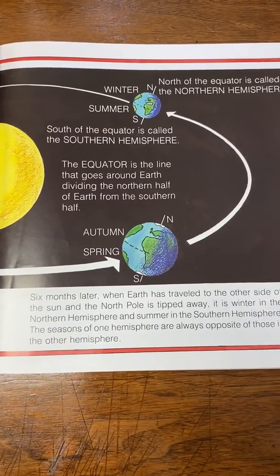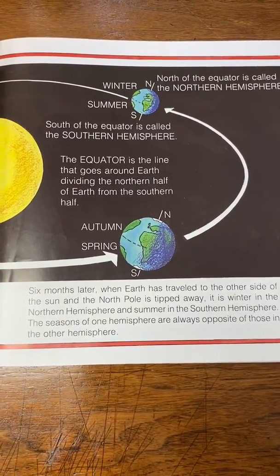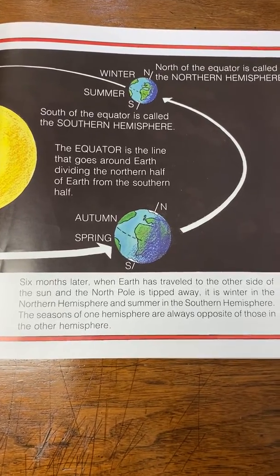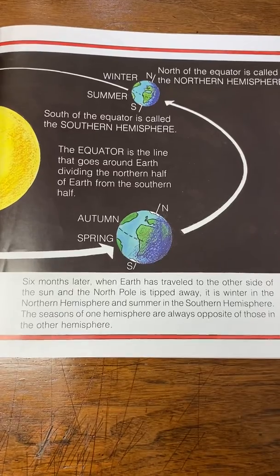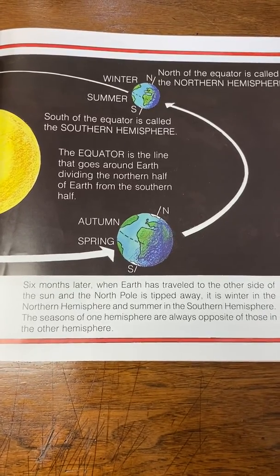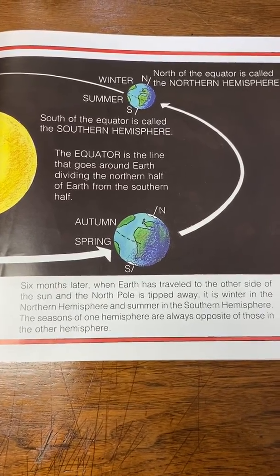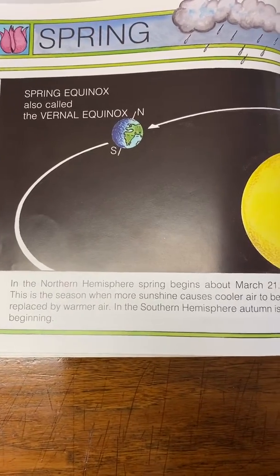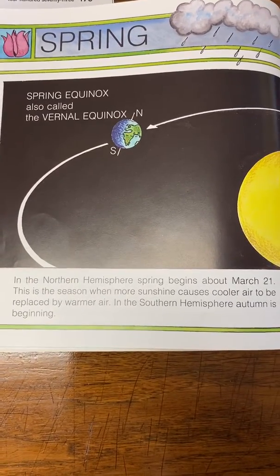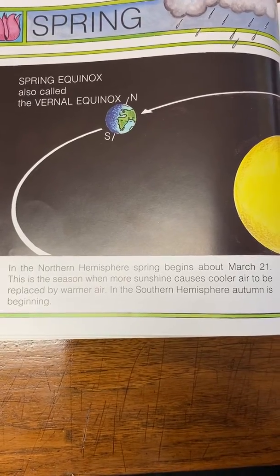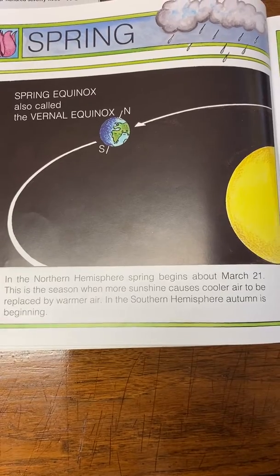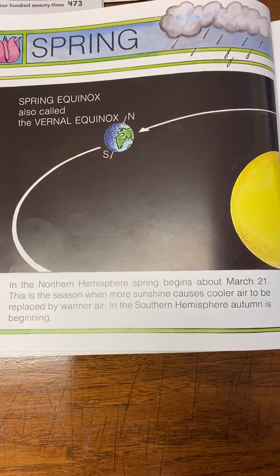6 months later, when Earth has traveled to the other side of the sun and the North Pole is tipped away, it is winter in the Northern Hemisphere and summer in the Southern Hemisphere. The seasons of one hemisphere are always opposite of those in the other hemisphere. In the Northern Hemisphere, spring begins about March 21st. This is the season when more sunshine causes cooler air to be replaced by warmer air. In the Southern Hemisphere, autumn is beginning.